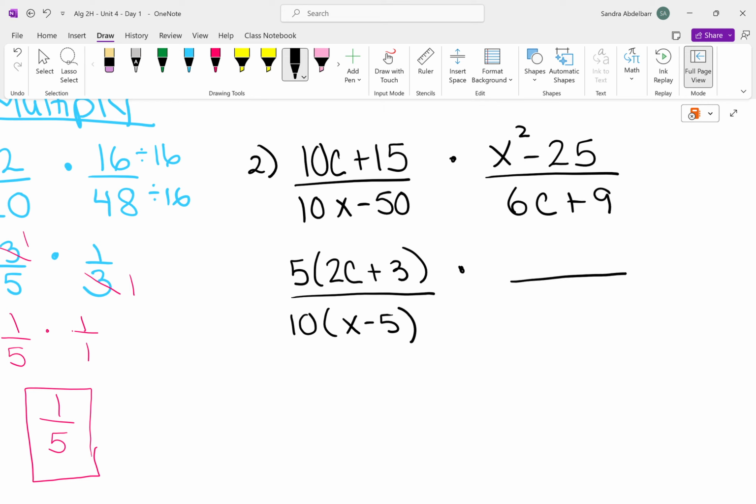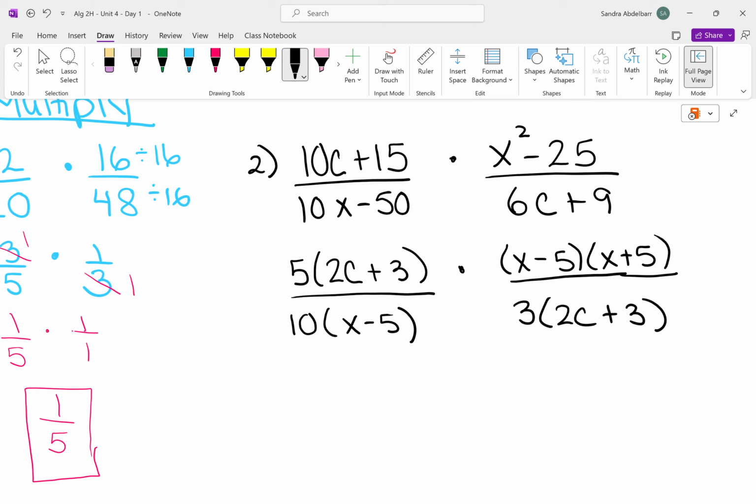Going on to our second fraction. That's a difference of squares, so I'm going to factor that into x minus 5, x plus 5. And then what can I do in the second denominator? What should I do? Good. Pull out a GCF of 3, and I'm left with 2x plus 3.